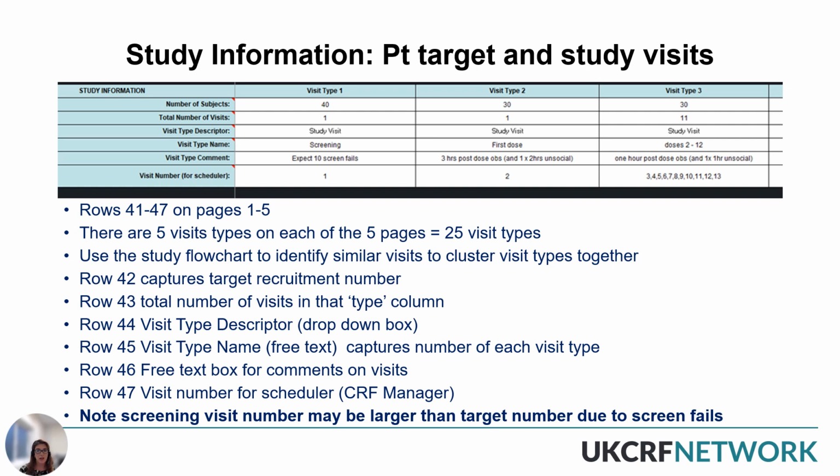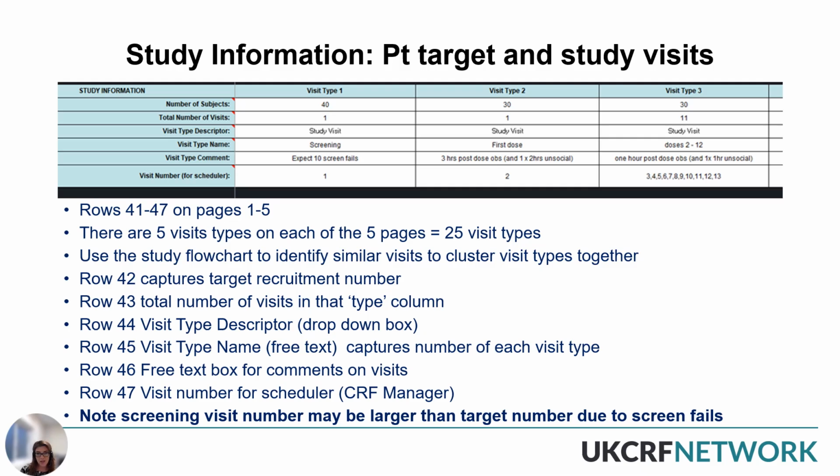Now there are the visit type descriptors. This is a drop-down box, so it will say whether it's a study visit, a telephone call, blood visit, or outreach. You've then got your visit type name, so you can write down and match it to your protocol what that visit is called. You've then got space underneath that to write any additional comments that you may need.